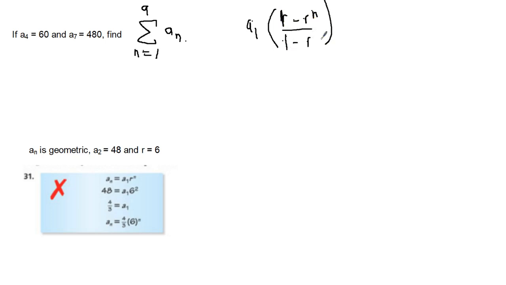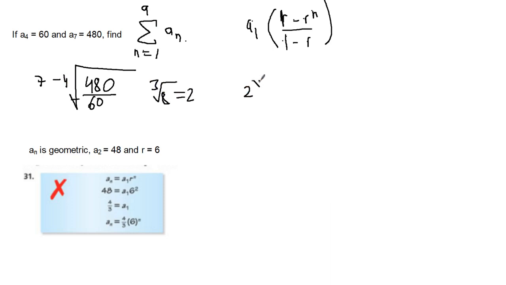That's the formula, right? So a sub 4 is 60 and a sub 7 is 480. With the first formula, let's find what the multiplier is. So the square root of 480 over 60, with index 7 minus 4, is equal to the cube root of 8, which is equal to 2. So our multiplier is 2. So we know it will be 2 to the x, right?